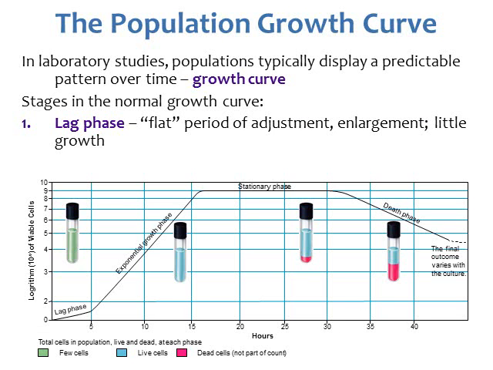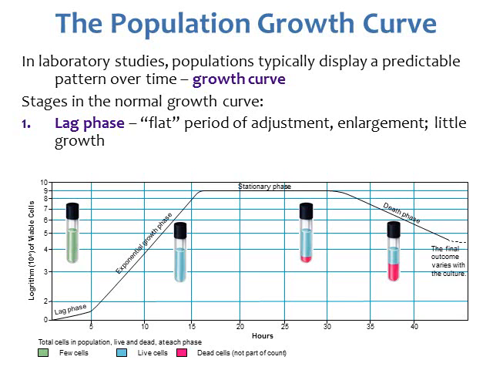This exponential growth curve doesn't last forever. Think about it: if bacteria just keep on doubling and doubling and doubling, eventually a species is going to cover everything. So eventually you're going to have cell death, or your population has to go at some point. In laboratory studies, populations typically display a predictable pattern over time called a growth curve. These are the stages in the normal growth curve that they see when they do this plating of your bacteria over time.